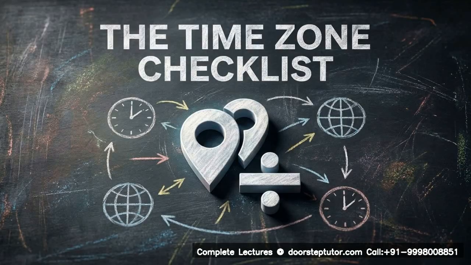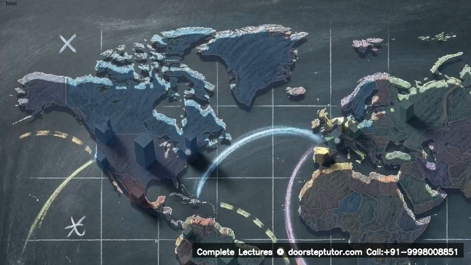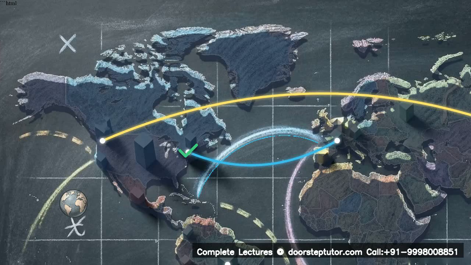Global time logic relies on 4 consistent operations. Find the gap, divide by 15. Apply the east-west direction, and for travel, always convert the destination time first. Executing these steps in sequence removes the confusion of shifting hemispheres and ensures accuracy across any distance on the globe.